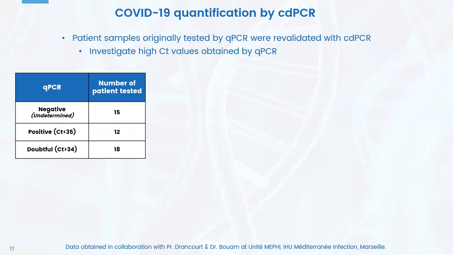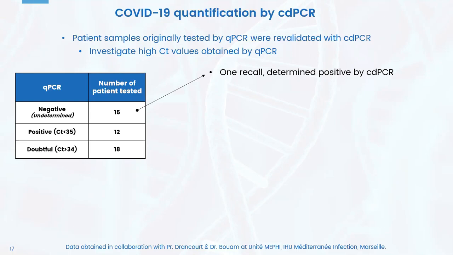Stilla recently collaborated with a group at the Institute and University Hospital of Mediterranean Infection in Marseille, France. Here, patient samples originally tested by qPCR were revalidated by crystal digital PCR in order to investigate whether the increased sensitivity enabled by digital PCR could be used to further verify the presence or absence of viral sequences in the samples with high CT values obtained by qPCR. The negative and positive groups, as determined by qPCR, were also revalidated.